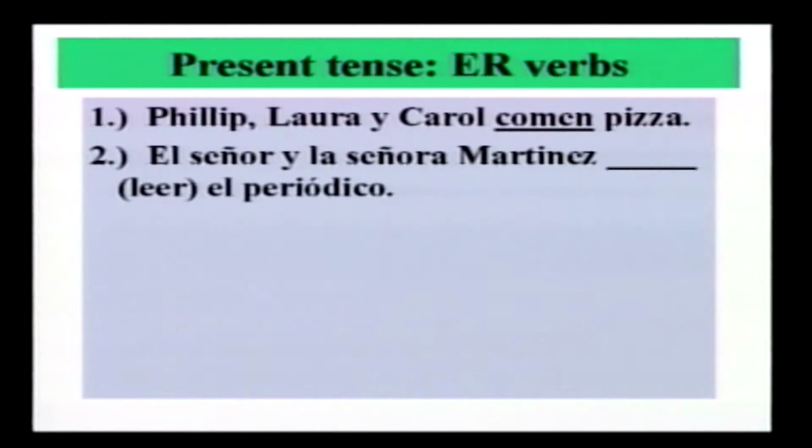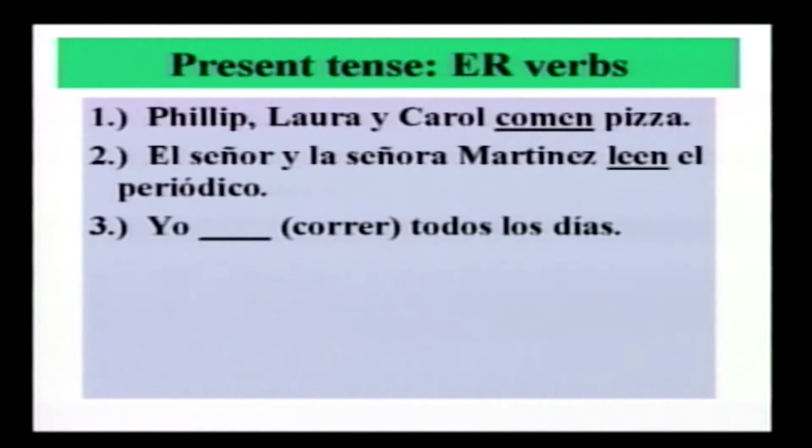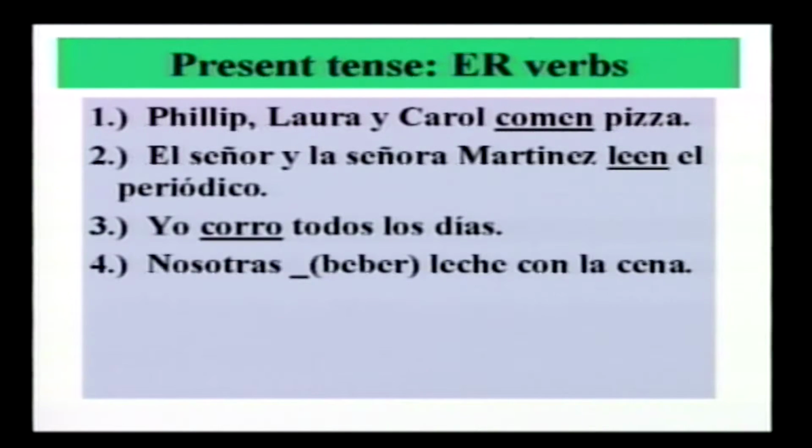Let's take a look at number 2. El señor y la señora Martínez. The verb is leer, to read. El periódico, newspaper. More than one. You're not included. Plural. Leen. Next example. Yo, the verb is correr, todos los días. Yo, first person, singular. Yo corro. Número 4.